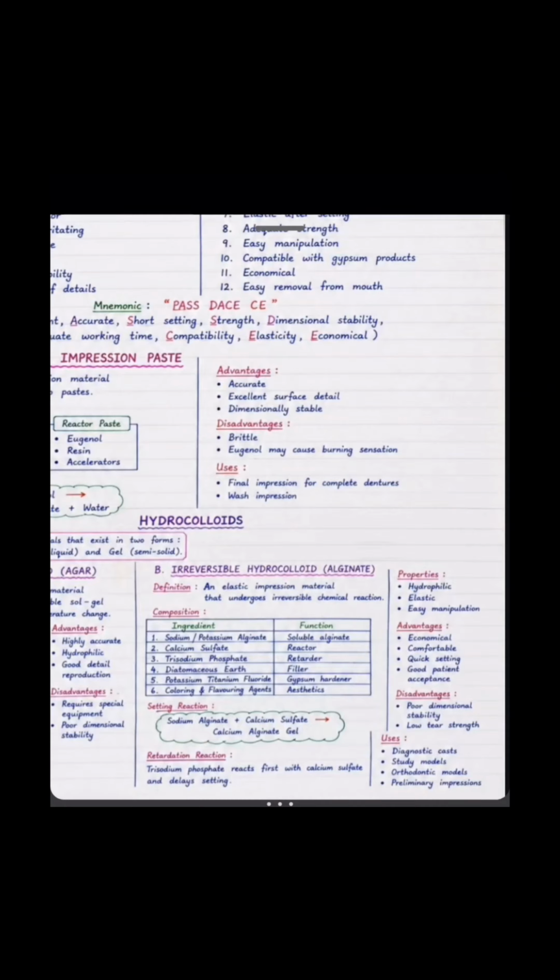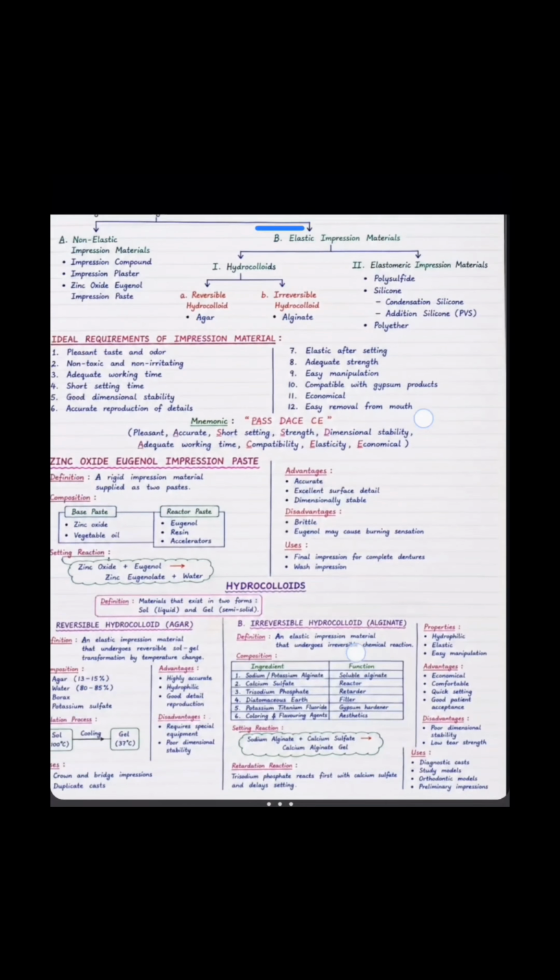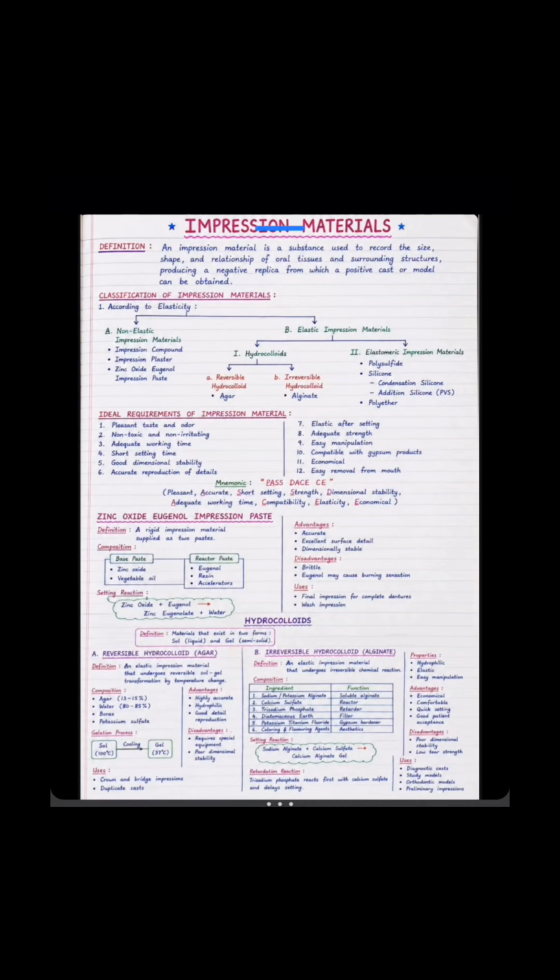Okay, so the advantages of the irreversible hydrocolloid alginate are: economical, comfortable, quick setting, good patient acceptance. And trisodium phosphate reacts first with calcium sulfate and delays setting. This is the most important point, the retardation reaction. Okay. Ingredients, composition: sodium potassium alginate, the soluble alginate; calcium sulfate, the reactor; trisodium phosphate acts as retarder; diatomaceous earth acts as filler; potassium titanium fluoride acts as gypsum hardener; coloring and flavoring agents act as the aesthetics. Okay, so that is what about the hydrocolloids.